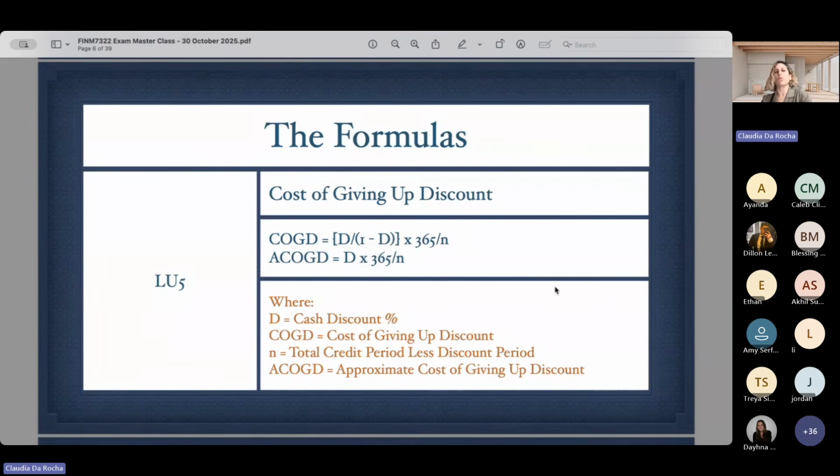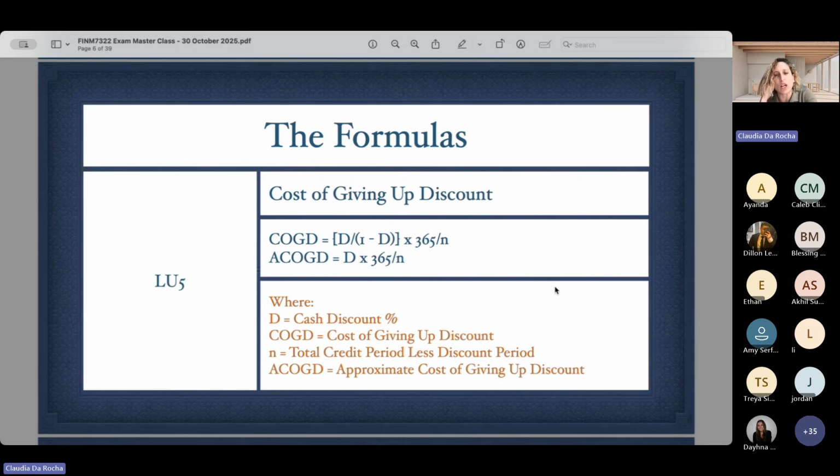Right. The second formula that we need to know is the cost of giving up your discount. Your cost of giving up the discount is equal to D divided by 1 minus D, times 365 over N, where D is your cash discount percentage. So you take your cash discount percentage, place it into a decimal format, and then say 1 minus D. And then we times 365.